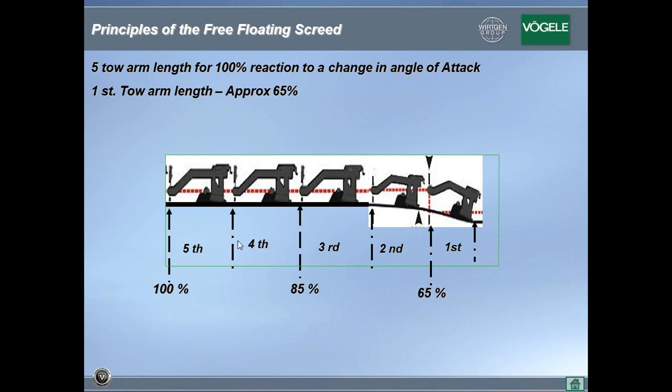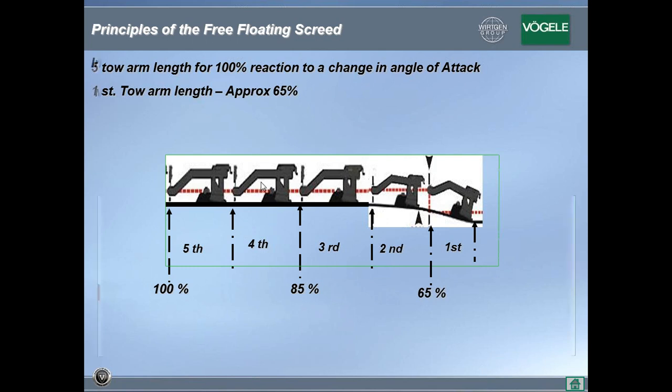Now, for different screeds, that may be 3 to 5 lengths, so a lighter screed will respond quicker than a heavier screed. That's one of the reasons why a heavier screed is more suited for mainline paving, and a lighter screed is more suited for commercial type paving, where you're constantly making changes and looking for quick response. And we'll get back to this discussion later.